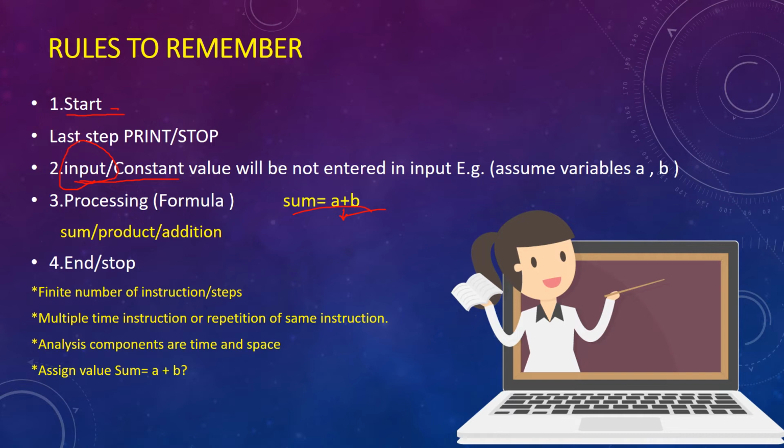Definitely your last step will be stop. So these are the rules. A finite number of instructions or steps must be given in your algorithm. Then, no repetition of the same instruction multiple times. For example, you are taking two numbers as input a and b, and you will not repeat it again and again. The next one is analyzing components or time and space, and then assign values. You can assign the value, that is sum is equal to a plus b. So these are a few of the rules which are given in this slide.